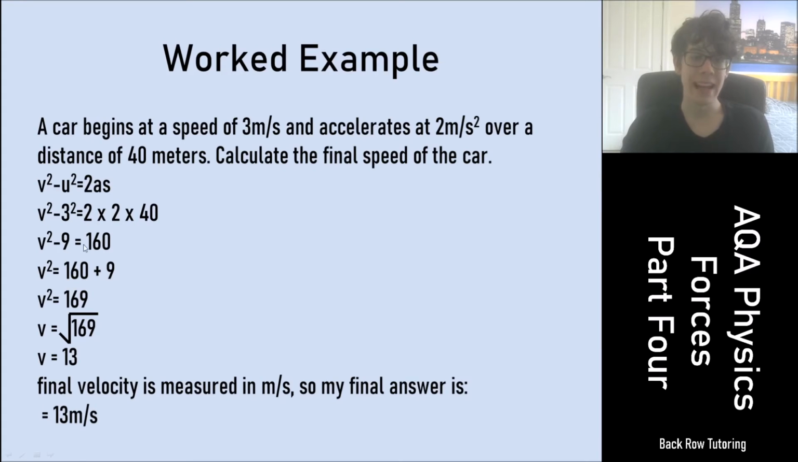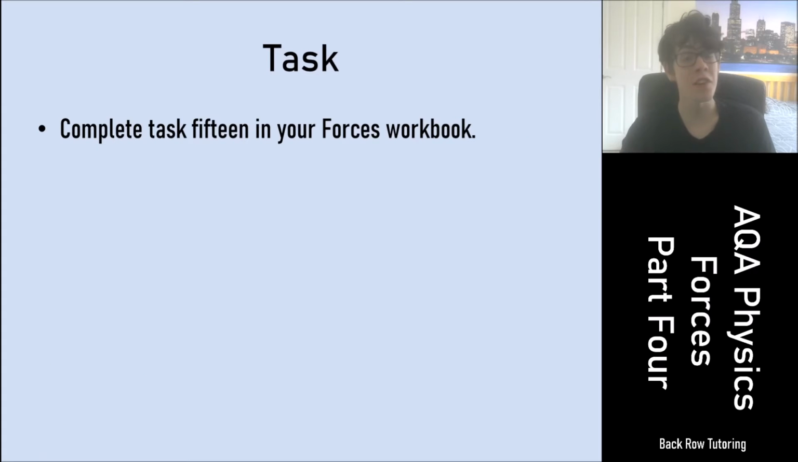So we need to add 9 to both sides to get v squared by itself. If we add 9 to the right hand side, we get that v squared is equal to 169. v squared being equal to 169 means that v is equal to the square root of 169. The square root of 169 is 13. So our final velocity is 13. Final velocity is just a velocity, so it's measured in meters per second. So our final answer is 13 meters per second. If you're following along in your revision workbook, pause the video now and complete task number 15.